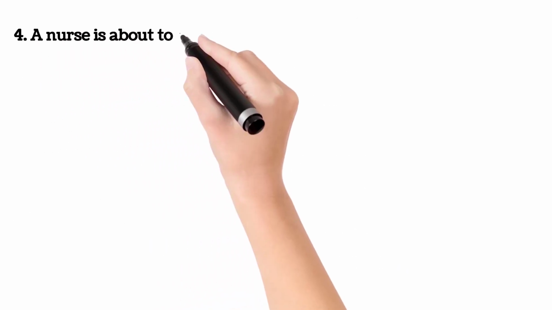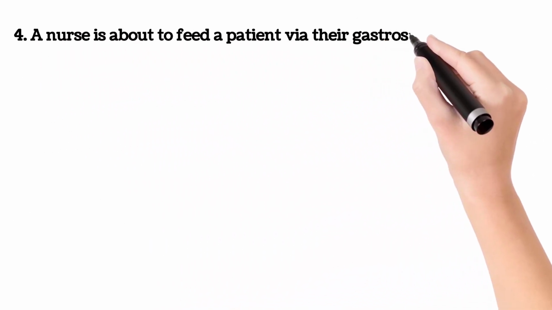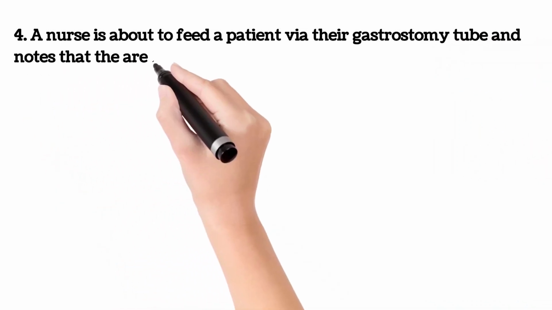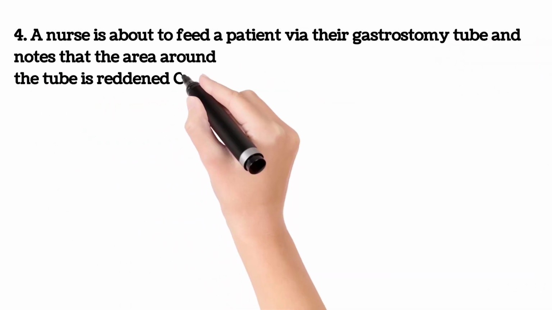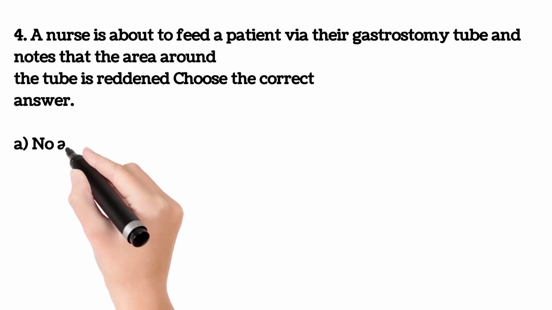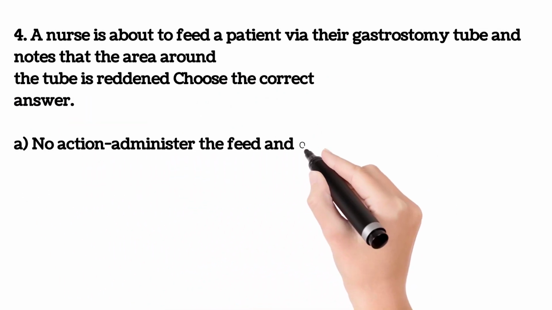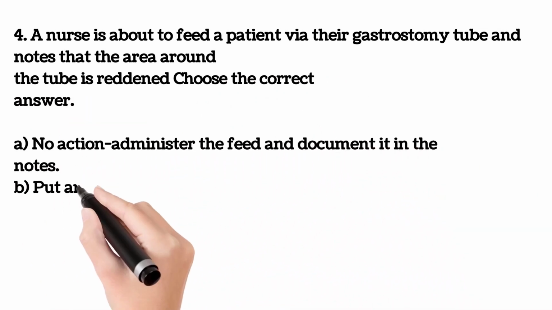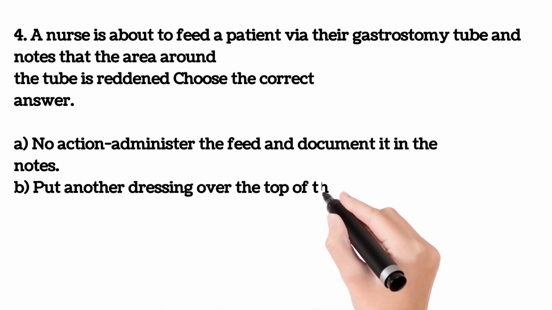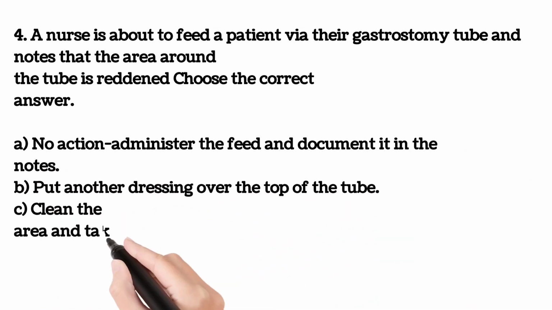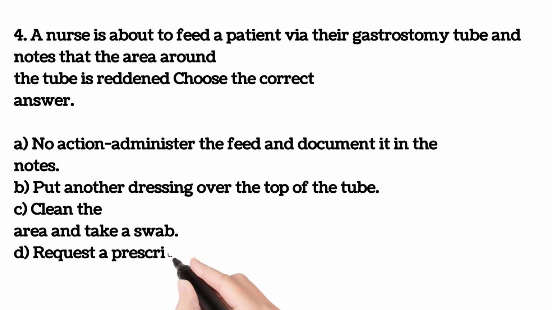4. A nurse is about to feed a patient via their gastrostomy tube and notes that the area around the tube is reddened. Choose the correct answer. A. No action, administer the feed and document it in the notes. B. Put another dressing over the top of the tube. C. Clean the area and take a swab. D. Request a prescription for antibiotics.